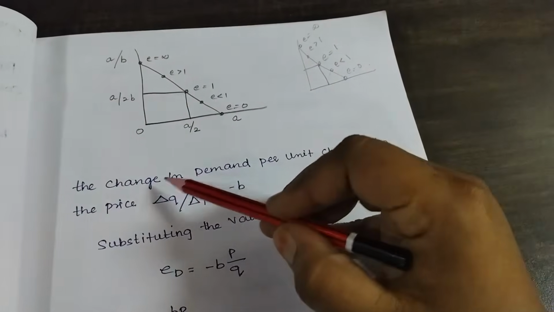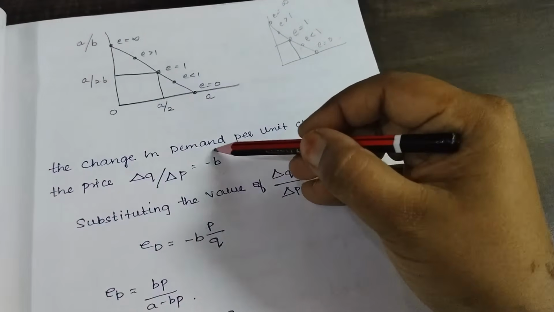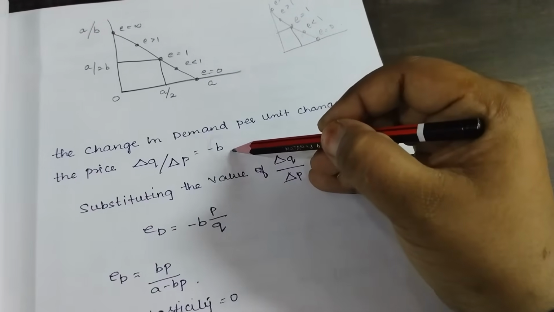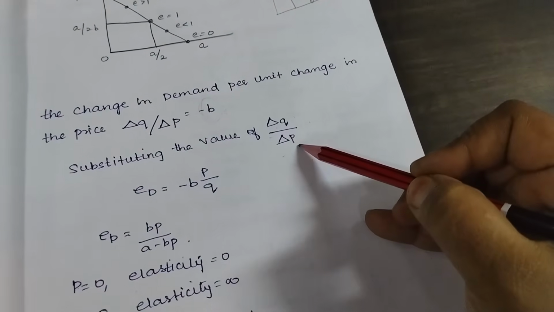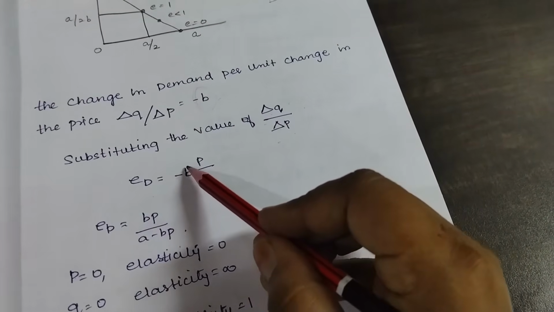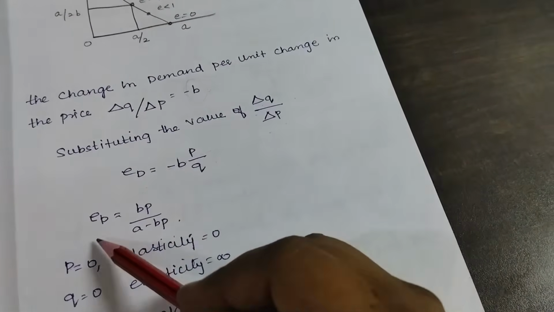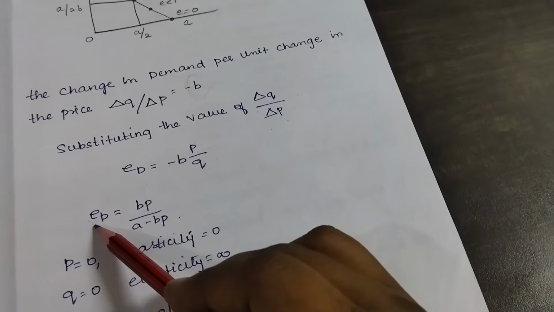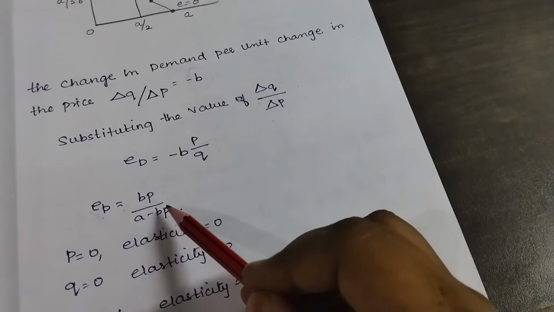Okay, so the change in demand per change in the price shows a negative relationship, no? That is why it's minus B. Substituting the value of change in quantity divided by change in P, that is price, elasticity of demand has a negative relationship with the quantity, P divided by Q. So overall we have the equation: elasticity of demand is equal to BP divided by A minus BP.